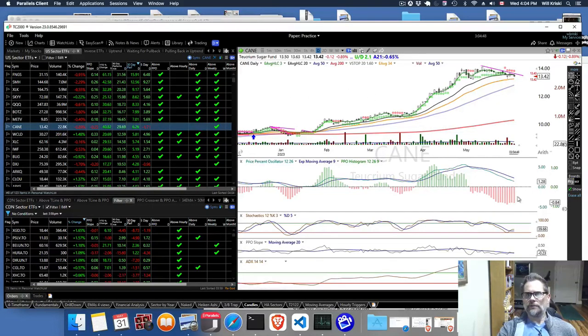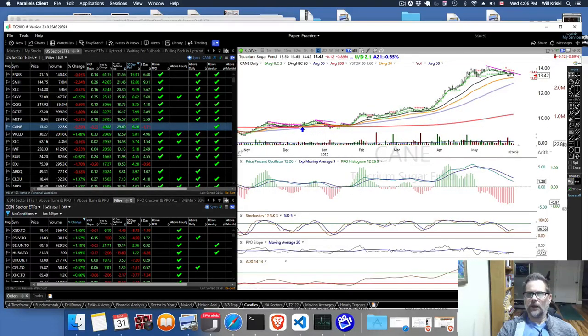And you're in a pullback situation right now. As you see, you crossed the MACD or price percent oscillator, and you're in this pullback with a red volatility stop. So if you're going to get in again, it's definitely got extended.